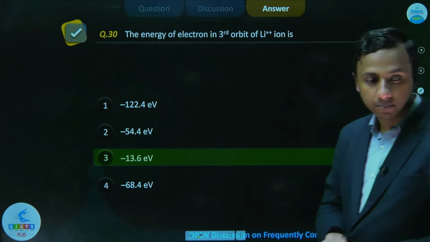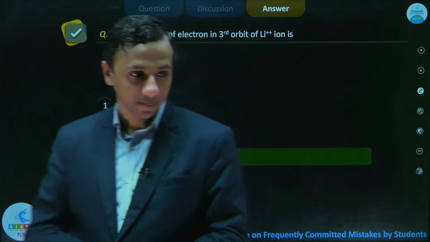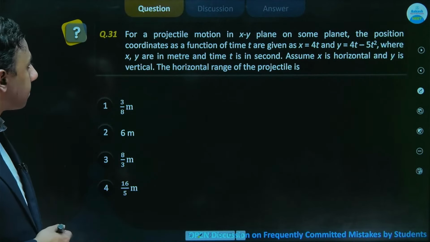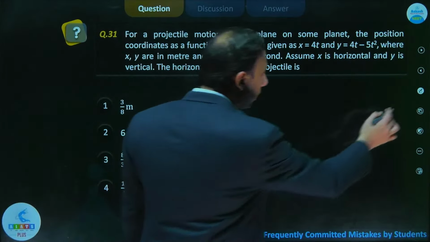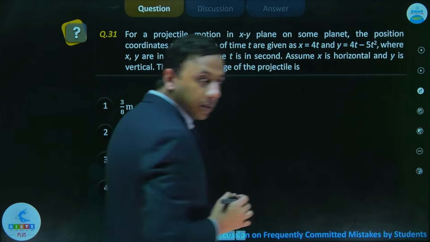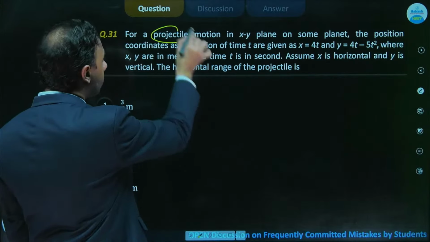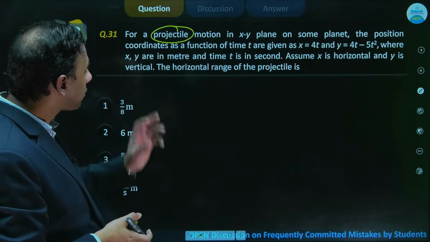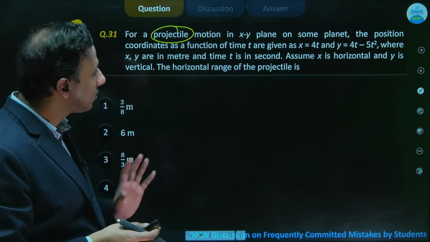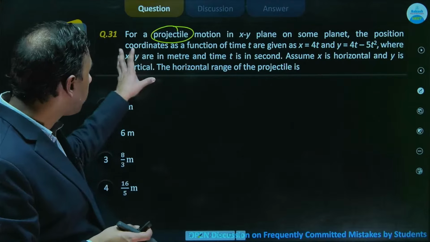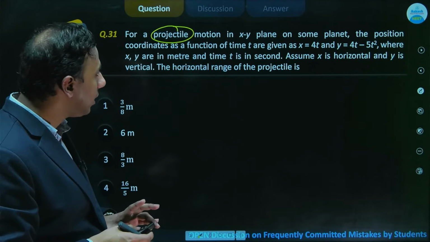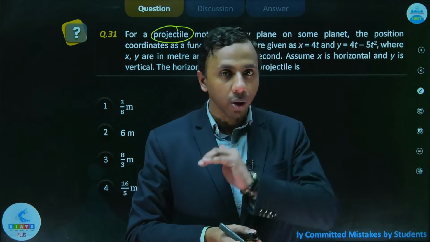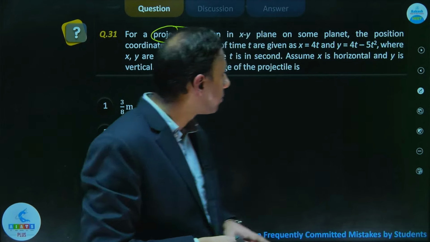चलिए अगले पे चले. Moving on to question 31 now. ये देखिए, once again a really nice question from the projectile topic, ठीक है. अच्छा ये देखना, for a projectile motion in xy plane on some planet, ठीक है, the position coordinates as a function of time t are given as, position coordinates यानी कि position along x and position along y. So x and y coordinates are given to you, right.